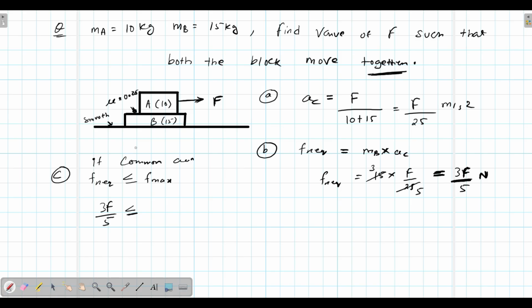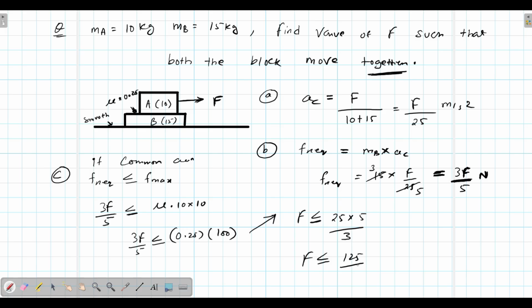F max equals mu into N. N is mg. Mg is 10 into g, g is 10. So 3F by 5 is less than or equal to mu, 0.25, into 100. So F is less than or equal to 25 into 5 divided by 3. So F is less than or equal to 125 by 3 Newton.